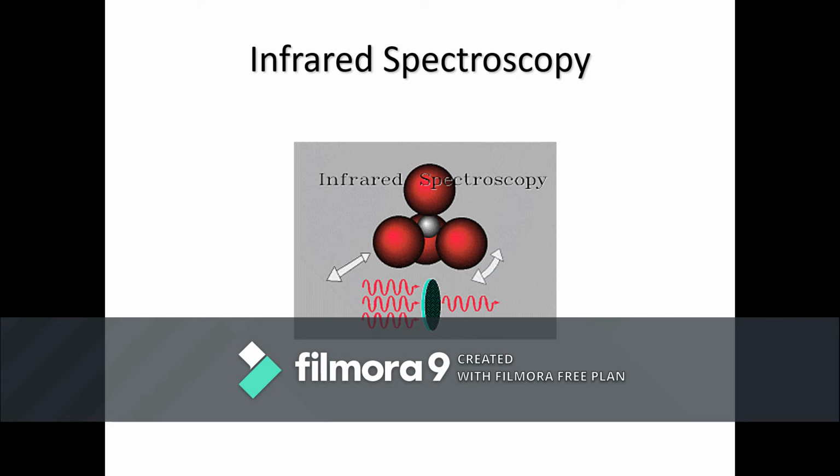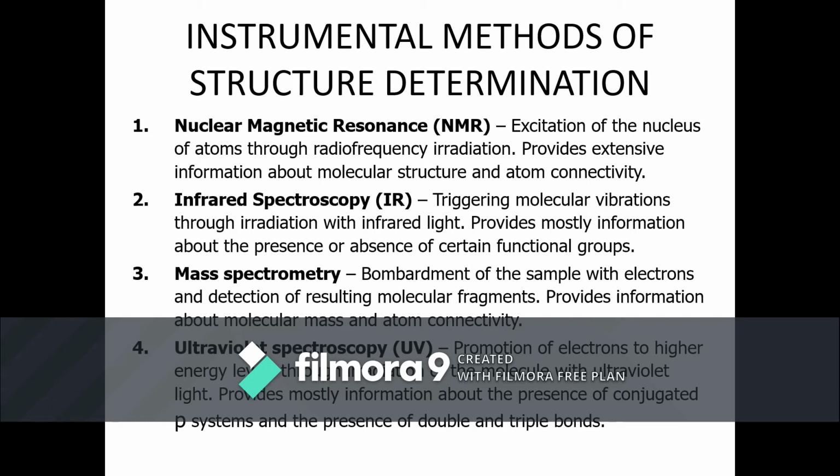Today we're going to be looking at infrared spectroscopy. The following are instrumental methods of structure determination. One of them is nuclear magnetic resonance, or NMR, the excitation of the nucleus of atoms through radio frequency radiation. It provides extensive information about molecular structure and atom connectivity.